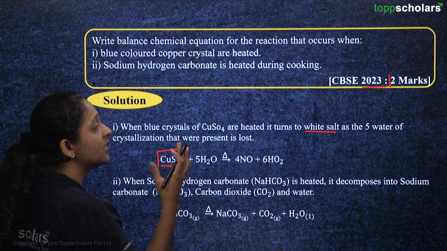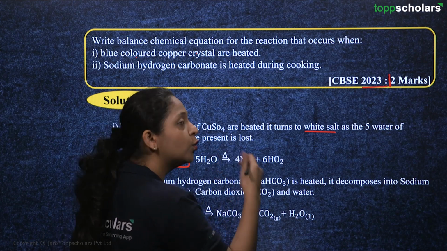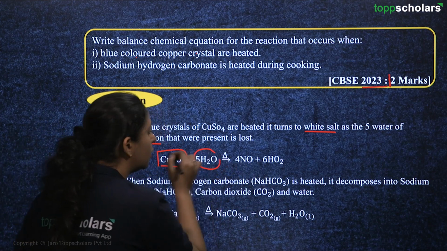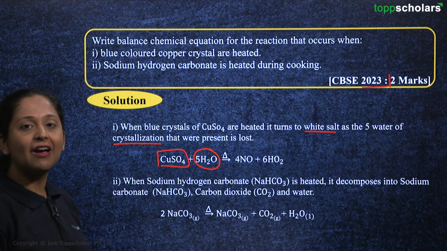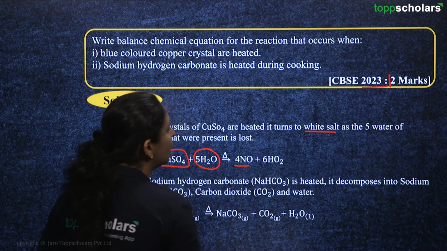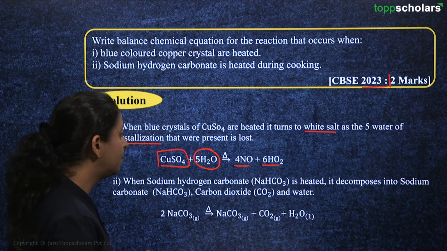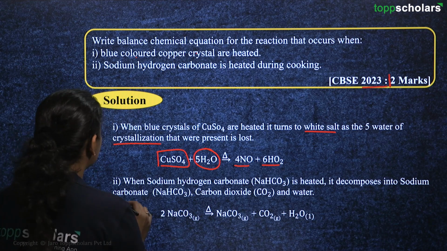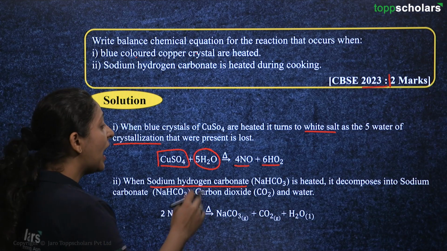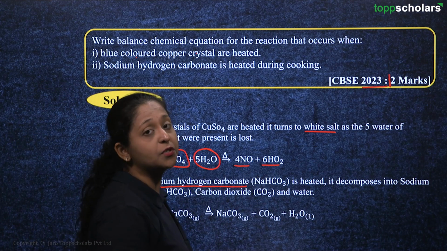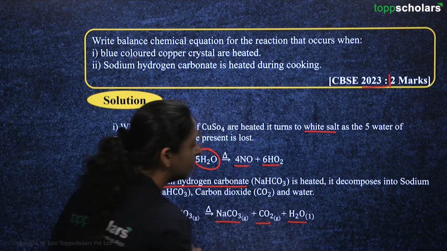It loses the 5 molecules of water of crystallization that were present in it. Copper sulfate has 5 molecules of water present, and as you are heating it, the water will be evaporated. So what do you get? It produces anhydrous CuSO4 plus 5H2O. Then you have the second reaction, which is sodium hydrogen carbonate, that is NaHCO3. When NaHCO3 is heated, it decomposes into multiple products. It produces sodium carbonate, carbon dioxide and water.